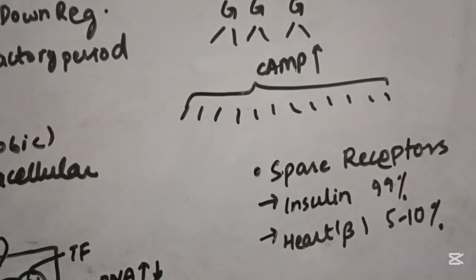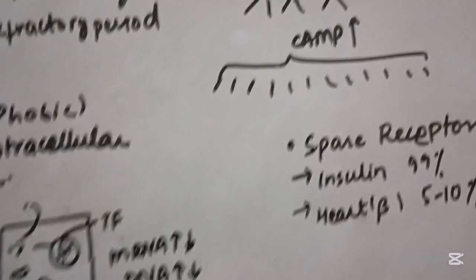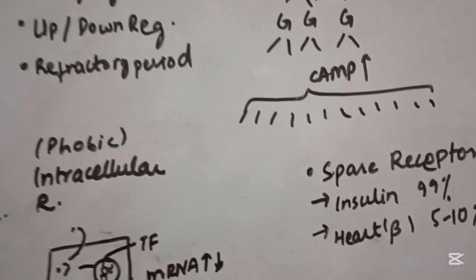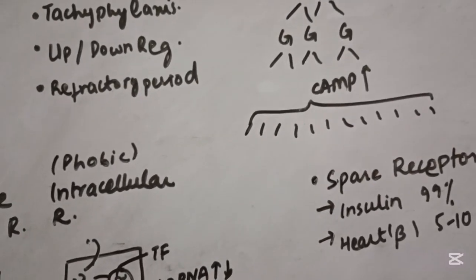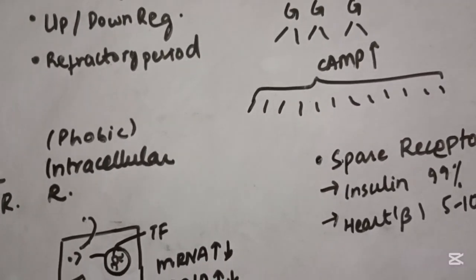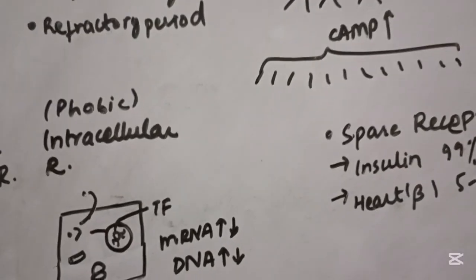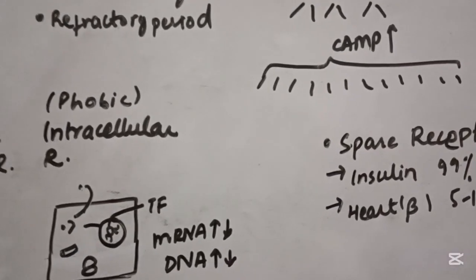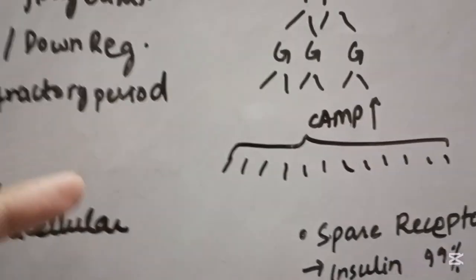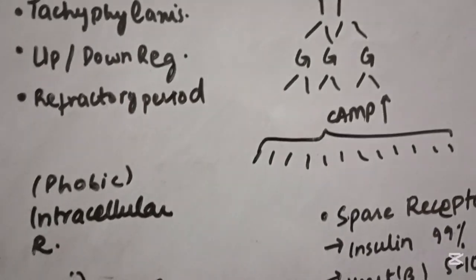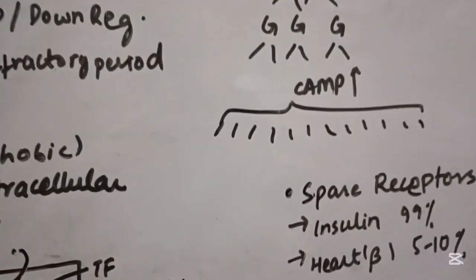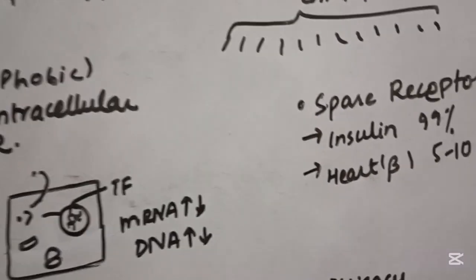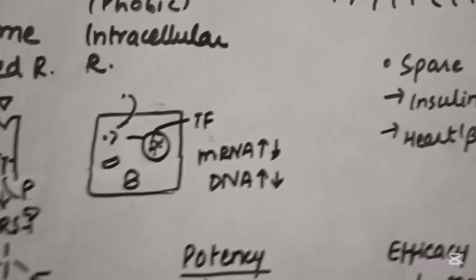And the spare receptors, why do they occur? Suppose there are 100 receptors for a particular drug, and the maximum response, because of this mechanism of signal amplification, actually occurs only by the binding of the drug with 50 receptors. Then the remaining 50 receptors are known as spare receptors.